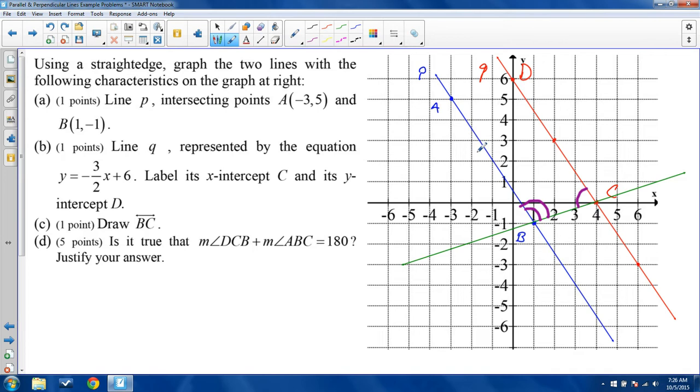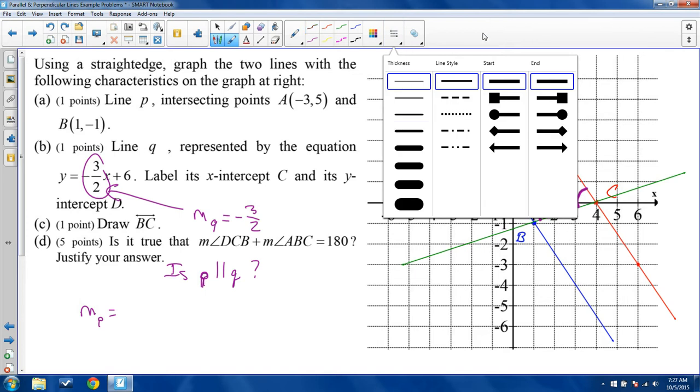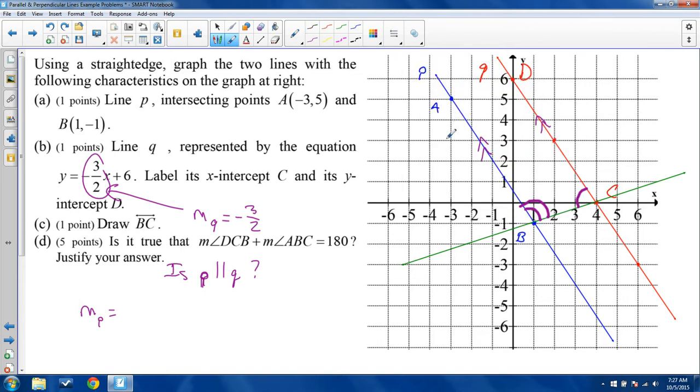In order to do that, you have to figure out, are these two lines parallel? Line AB and line CD, or line P and line Q. The real question is, is P parallel to Q? In order to know, you have to know if they have the same slope. We already know Q's slope. It's -3/2. So what is the slope of P? Because you have the graph, you could literally count between points. For instance, from A to B, I go down 1, 2, 3, 4, 5, 6, and over 1, 2, 3, 4. So down 6, over 4. That reduces to -3/2. So they're parallel.